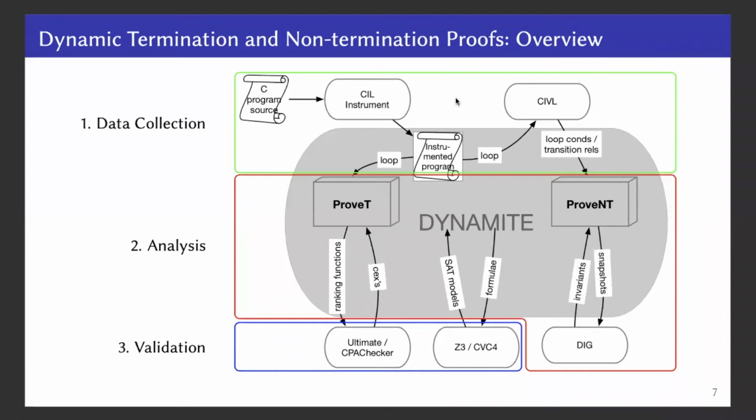We follow the 3 main steps of dynamic analysis to design DynamiTe. First, we instrument the program to collect runtime data from it. Second, we derive termination or non-termination proofs from the collected data. After that, we use external tools to validate the proofs and refine the result with counterexamples, if any.